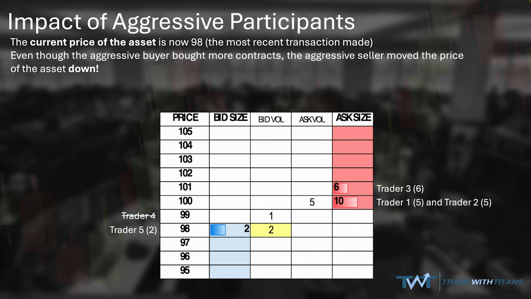So the aggressive seller sold his contracts at an average price of $98.33 and caused the best bid to be lowered from 99 to 98. This phenomenon is exactly how aggressive participants can move the price of an asset. We also refer to this as the market impact of the order. Note that even though the aggressive seller sold fewer contracts than the aggressive buyer, the aggressive seller was the one who managed to move the price.